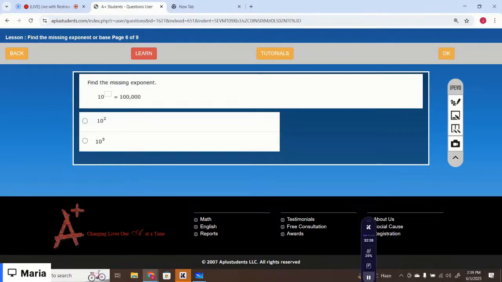Find the missing exponent. 100,000 equals 10 exponent missing exponent. So which is the missing exponent? Very good. That is 10 exponent 5. Option number 2 is the correct option.